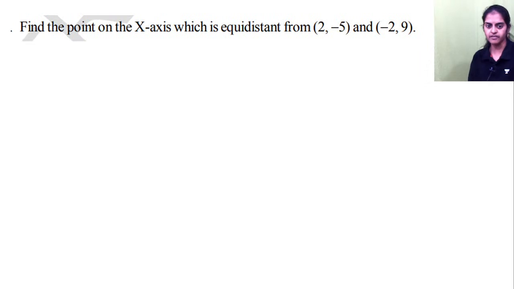See the next question. Find the point on x-axis which is equidistant from (2, -5) and (-2, 9). So this point has to be equidistant from A and B. Okay, so do this question.